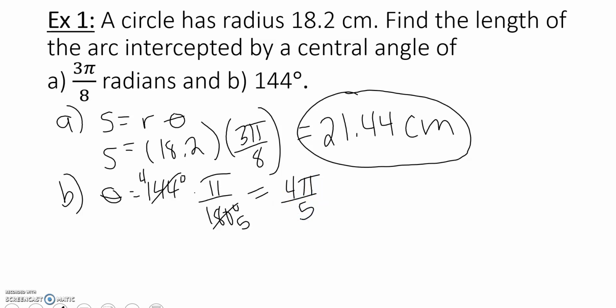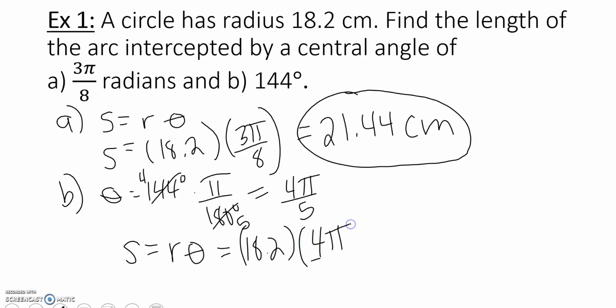So our 144 degree angle becomes 4 pi over 5. I think I said 5 pi over 4 earlier, but that's supposed to be 4 pi over 5. So that simplifies to 4 pi over 5. Now that we have our angle in radian measure, we can find the arc length by doing R times theta. Our R is 18.2 centimeters, and our theta now is 4 pi over 5.